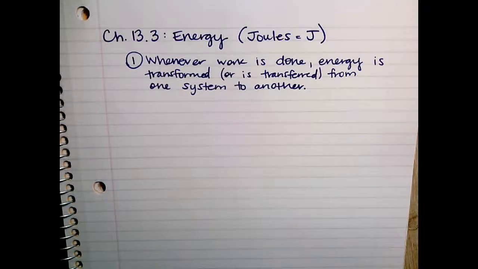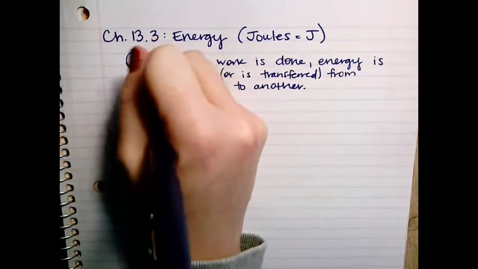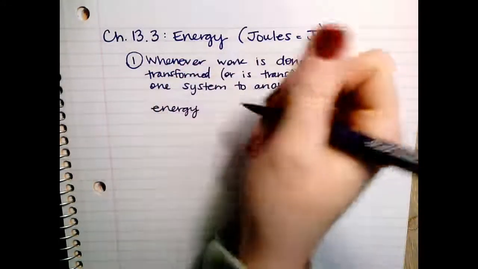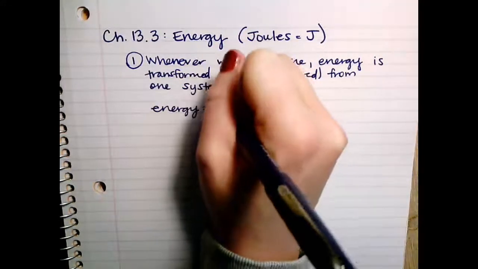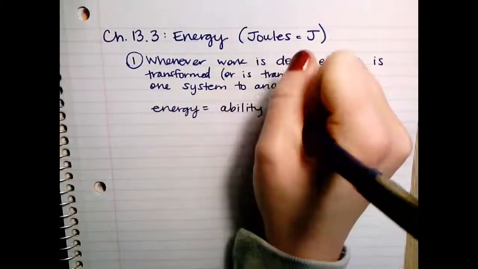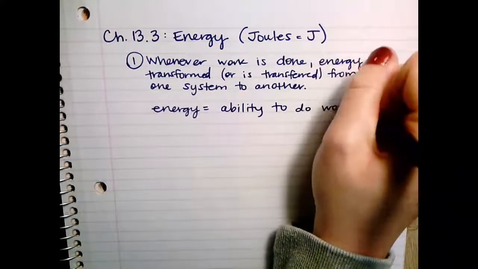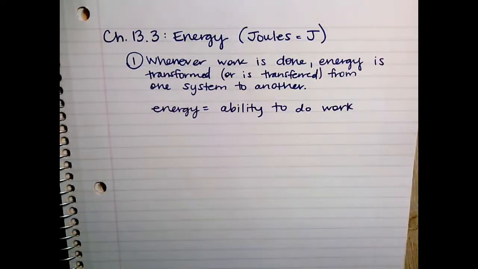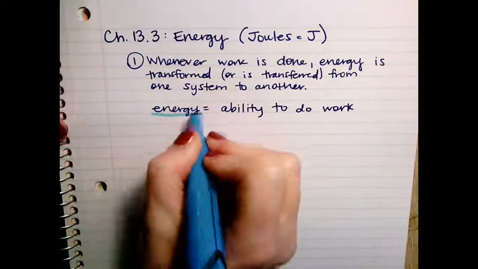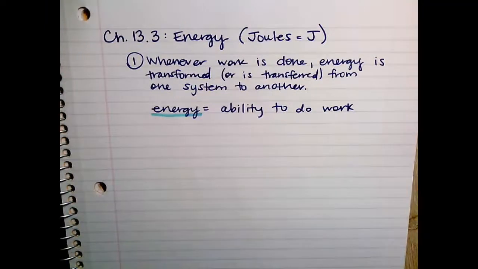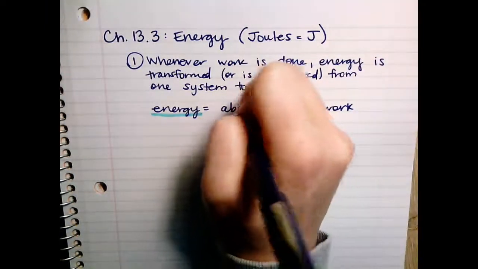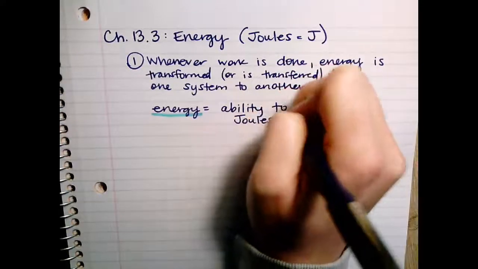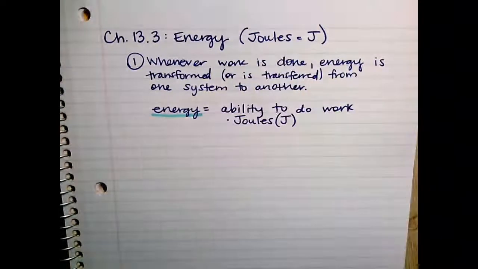So here is our definition of energy: whenever work is done, energy is transformed or transferred from one system to another. So it could change type, different things like that. So we are going to write these in our Jones notes. But energy is the ability to do work. And I know you guys knew this definition from before, but I'm going to underline that. That's a huge vocab word. So we measure it in joules, which is a capital J. Okay, so measured in joules.